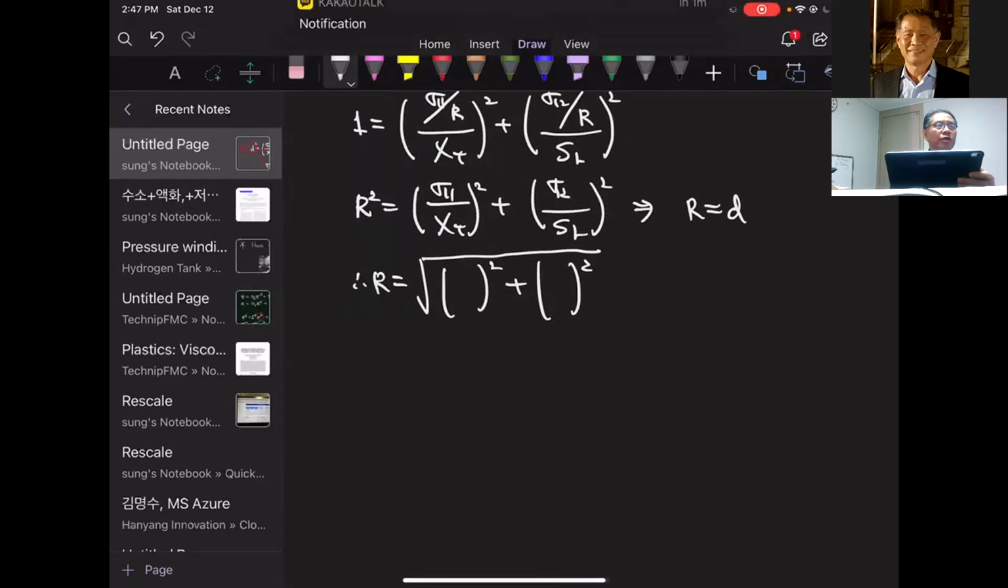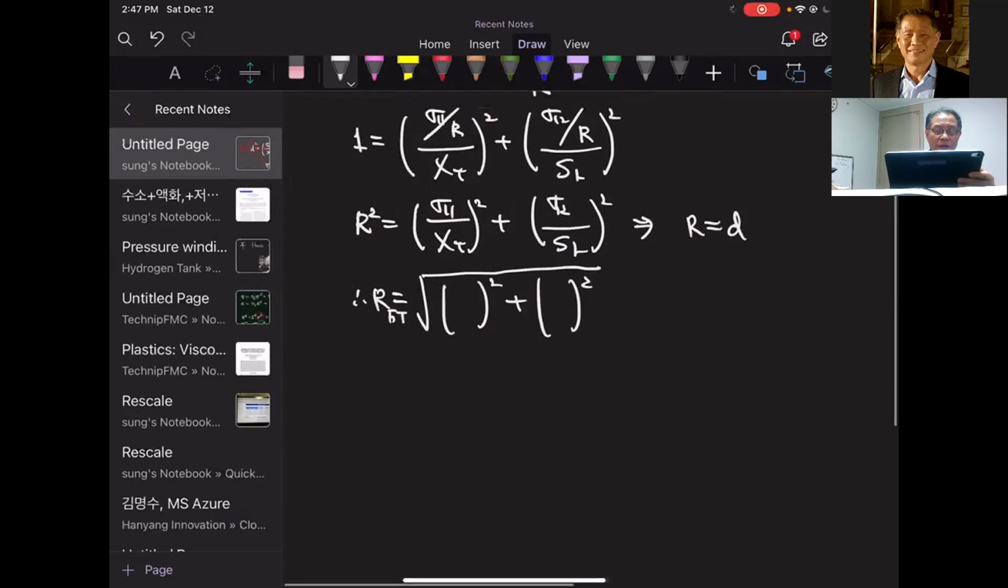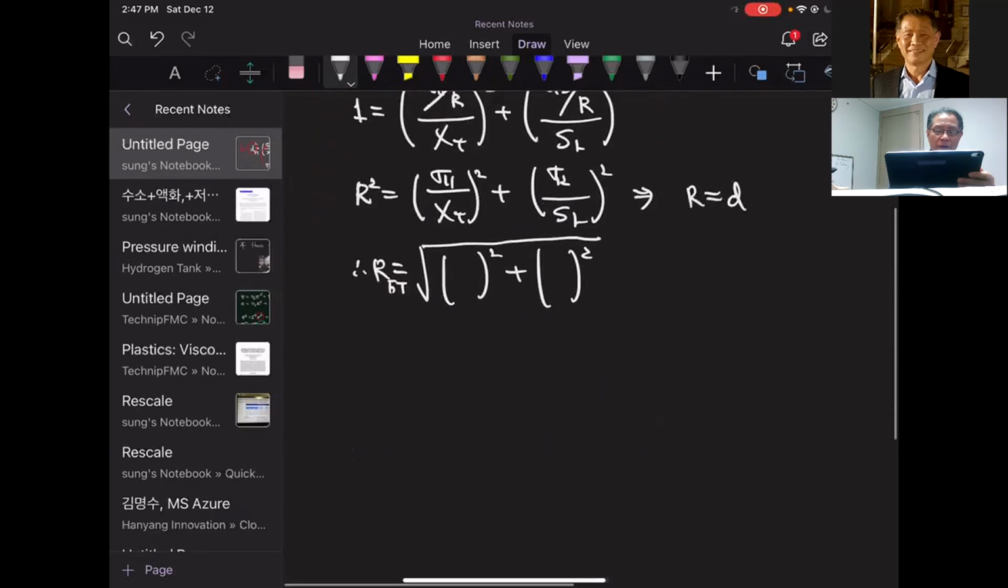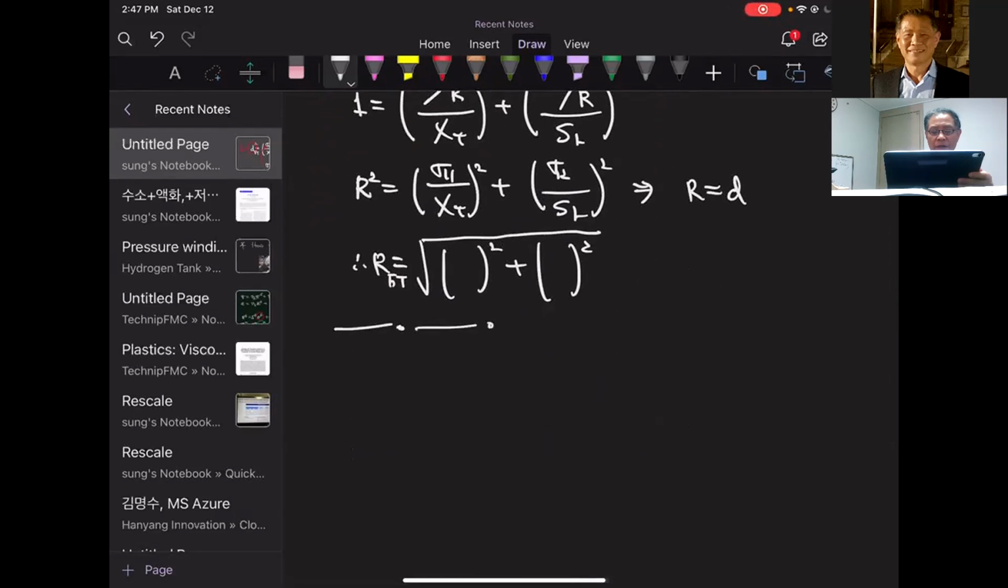This is the failure strength ratio. Since this is the fiber tension, I will call it fiber tension. And another one is the fiber compression. Okay, I'll write it down here as fiber tension. Now the second one will be the fiber compression.